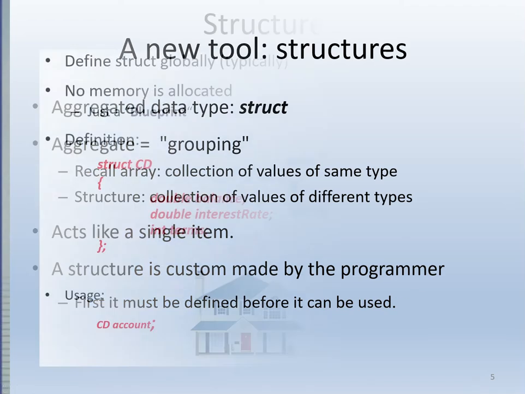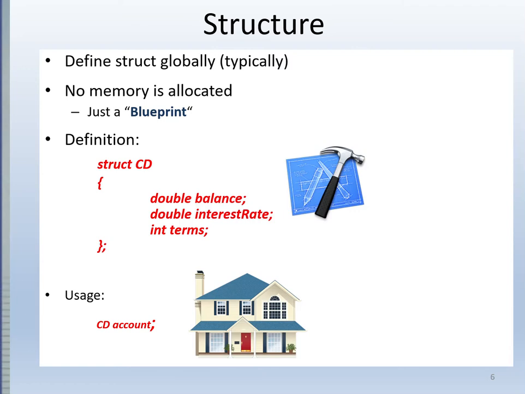Not the end of the world. Here's an example of a structure. Well, first, it's usually globally defined. No memory is created. It's a blueprint. So if I say a certificate of deposit, a CD, is a double balance, double interest rate, terms of the loan, or of the investment in months. It's just a blueprint. Nothing is built.